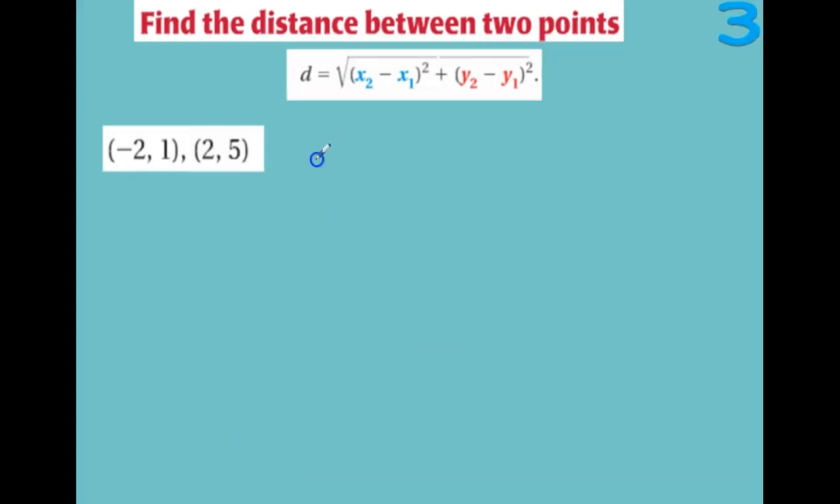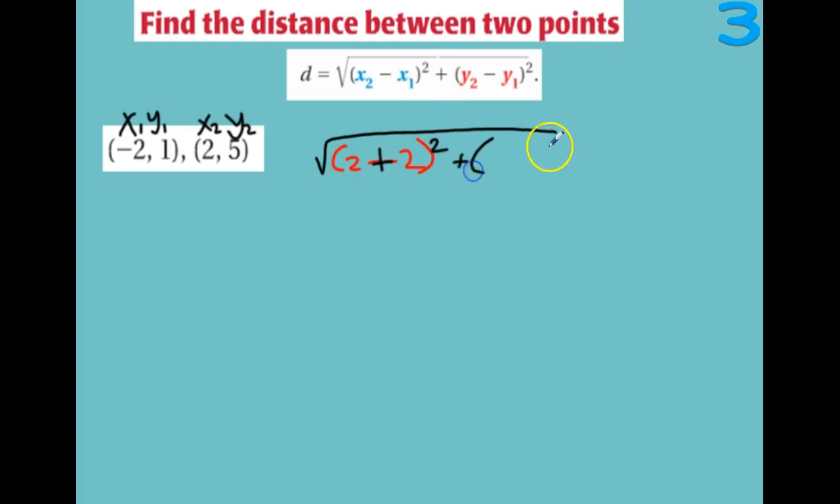So let's try another one. I'm going to start off by drawing a big square root and by labeling my points x1, y1 and x2, y2. So first I have x2 minus x1, so 2 minus a -2. Those 2 negatives make a positive. Don't forget the squared up there. Plus, then we have y2 minus y1. 5 minus 1, and that is also squared. Then I'm going to simplify even more. Just my parentheses, 2 plus 2 is 4, so we have 4 squared.